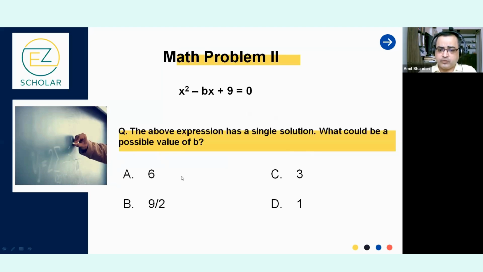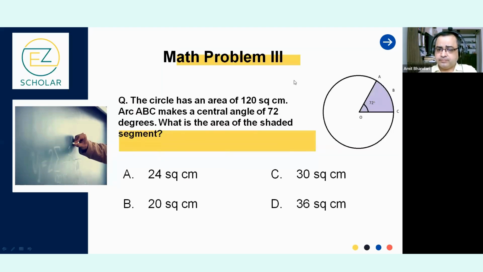Let's look at one final question. Let's take a few seconds to read it, please. So the circle has an area of 120 square centimeters, and the arc ABC makes an angle of 72 degrees. We have to find the area of this shaded portion covered by the arc.